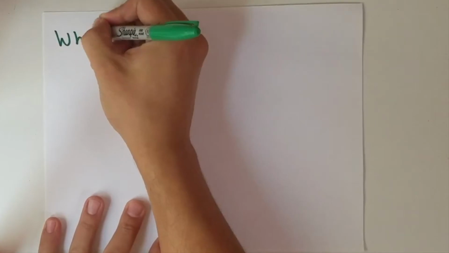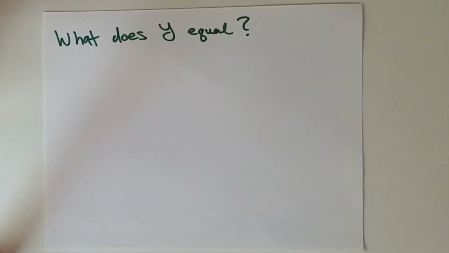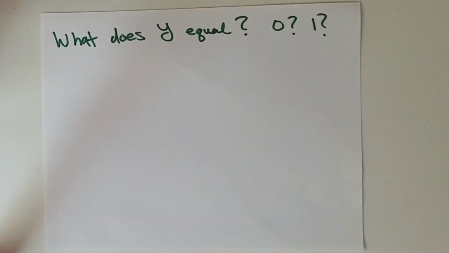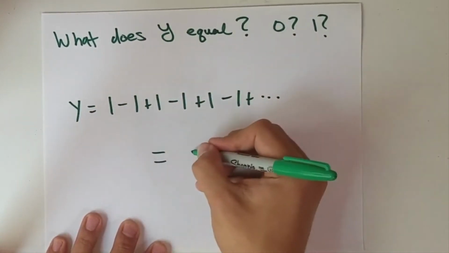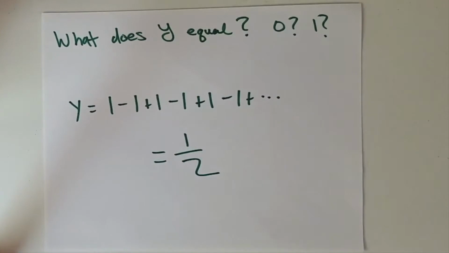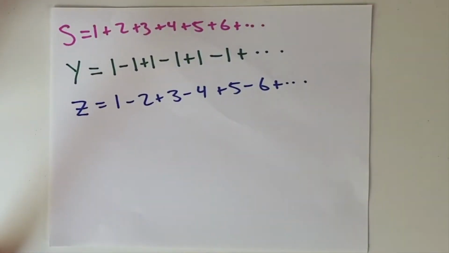So what does Y equal? Well, I assume that you're guessing that it is either 0 or 1. Well, it's actually in between, 1/2. The proof of the Y series is enough for another video, so we'll do that another time. So we have Y equals 1/2, but what does Z equal?